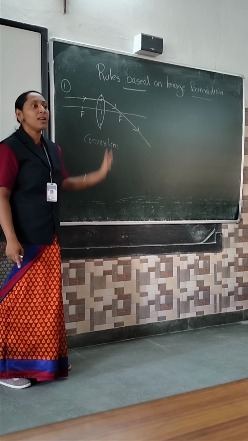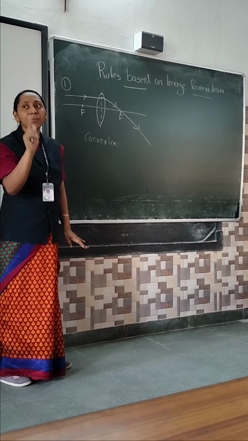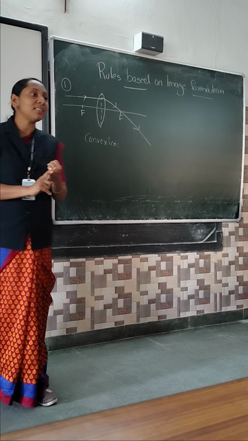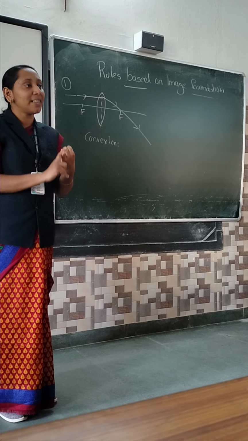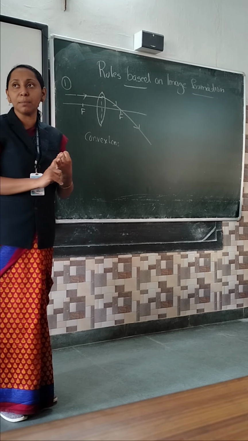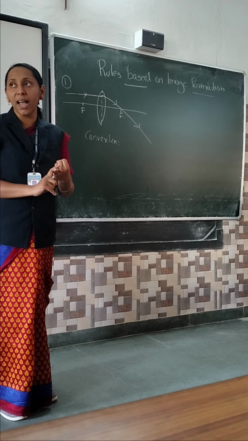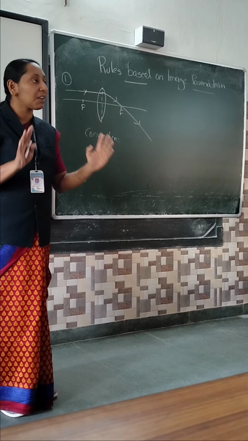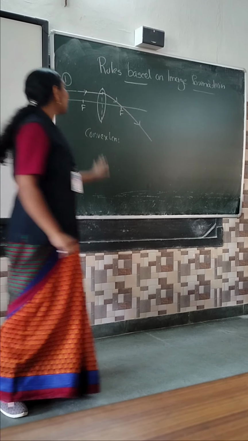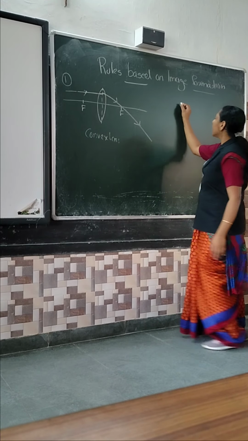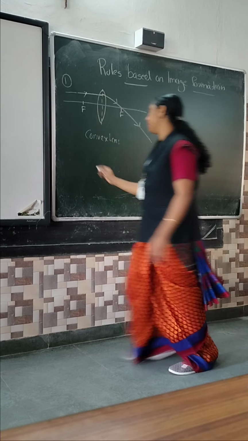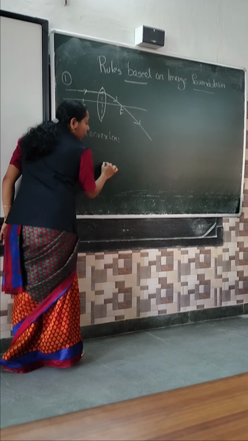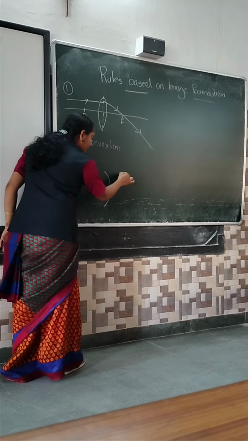So is rule number one clear? Once more, rule number one states that an incident ray parallel to the principal axis, after the refraction, passes through the secondary focus, otherwise called the focus. Then the same rule we should apply to the concave lens also. How to draw the concave lens? Just like a cave. Am I right?